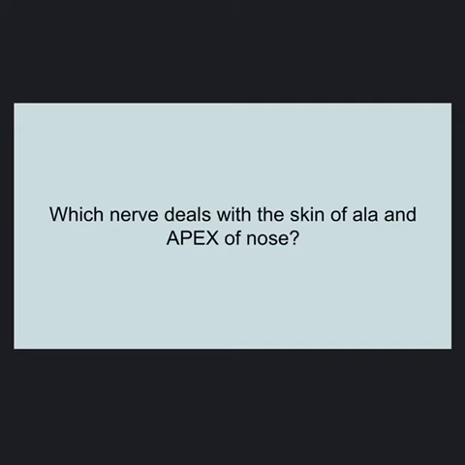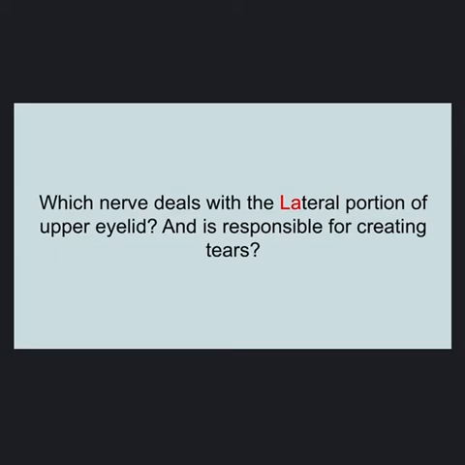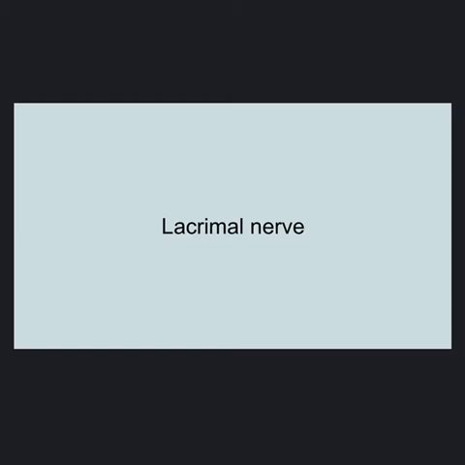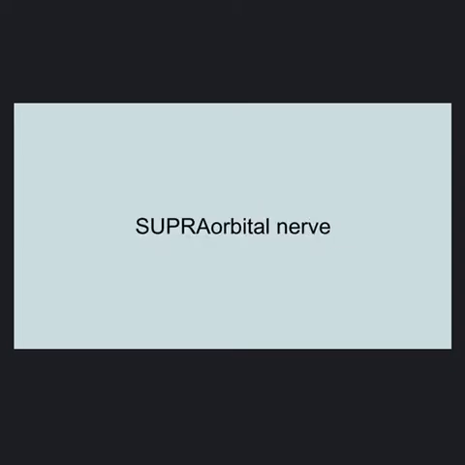Which nerve deals with the skin of the ala and the apex of the nose? Remember, this is the outside. That is the external nasal nerve. Which nerve deals with the lateral portion of the upper eyelid and is responsible for creating tears because no one likes them, they don't get a branch? The lacrimal nerve. Which nerve deals with the skin above the eye, the forehead, and the anterior scalp? The supraorbital nerve.